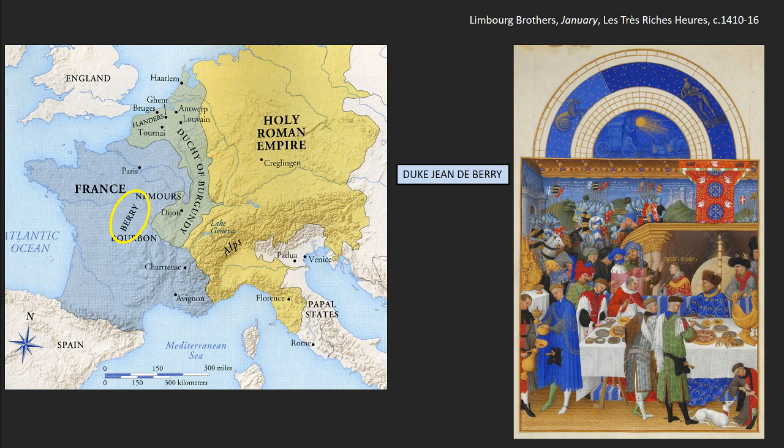And in his inventory, this one is listed as the very rich hours. It's the swankiest of all of them. It's bigger, it's more sumptuously illustrated. Right? Now, a book of hours. We need to explain what this is.